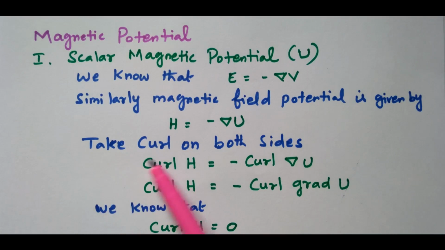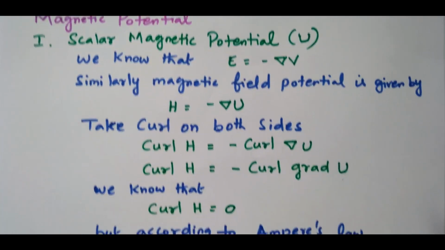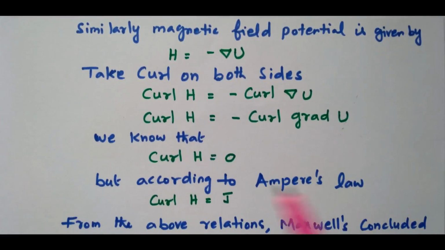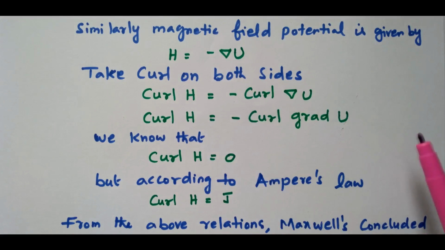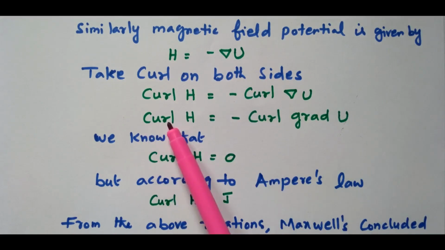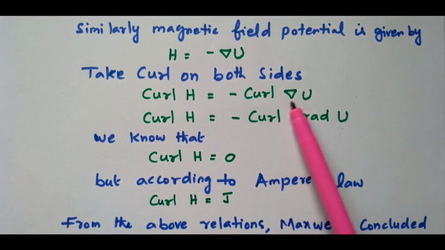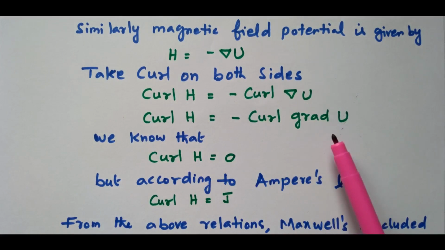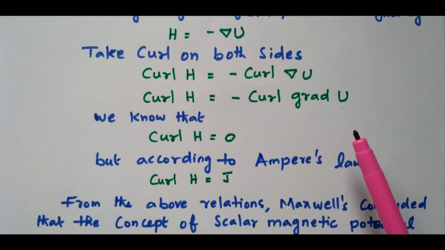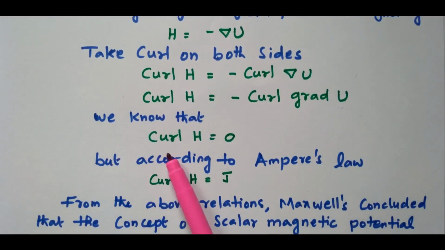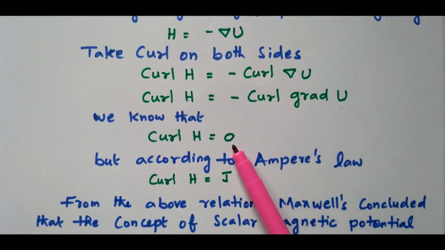Now take curl on both sides. While taking curl, what will happen? Curl H equals minus curl of del U. This del U is nothing but gradient U, so del U can be replaced by gradient U. But we know that curl of H equals 0.